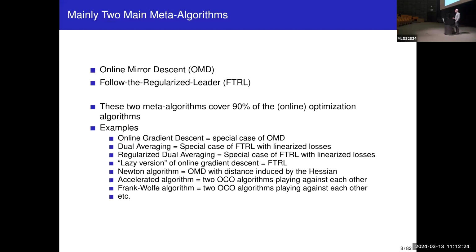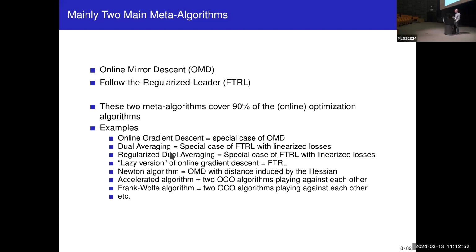Okay, so as I told you, there are mainly 2 meta algorithms that cover 90% of online optimization. And by the way, not only online optimization, this is also true for classic optimization. These two algorithms are online mirror descent and follow the regularized leader. For example, online gradient descent is a special case of online mirror descent.